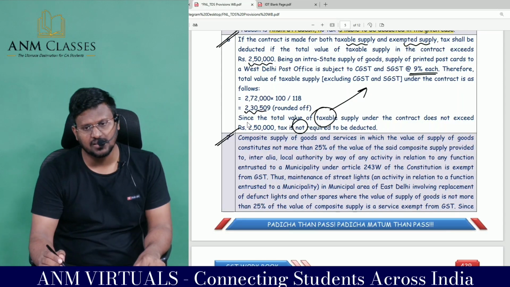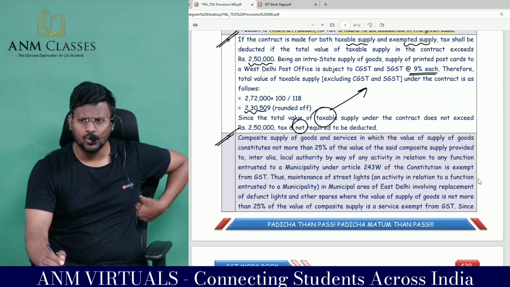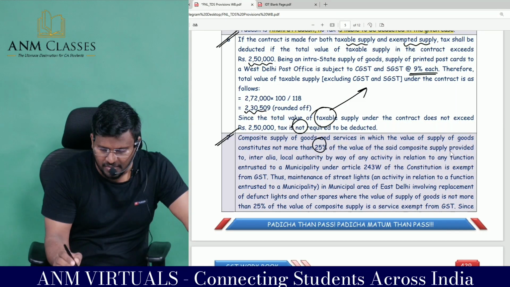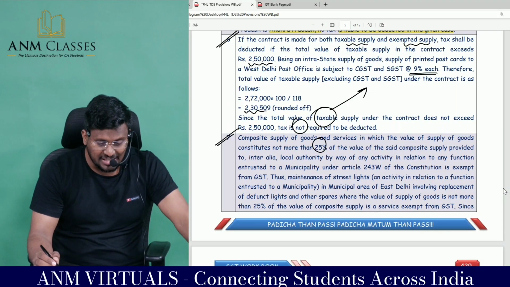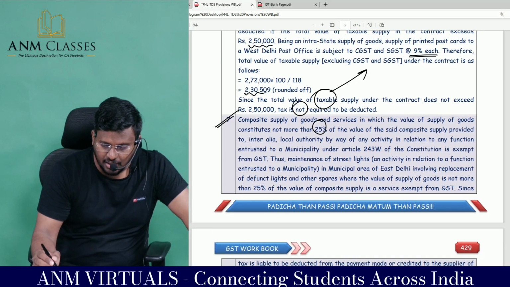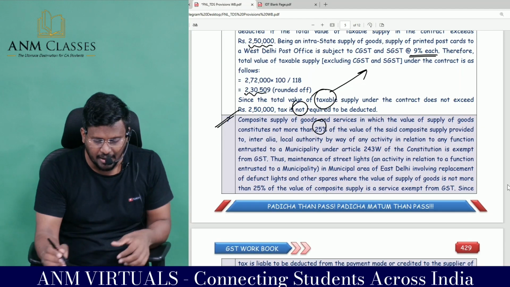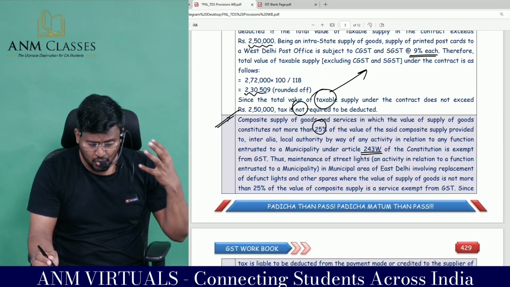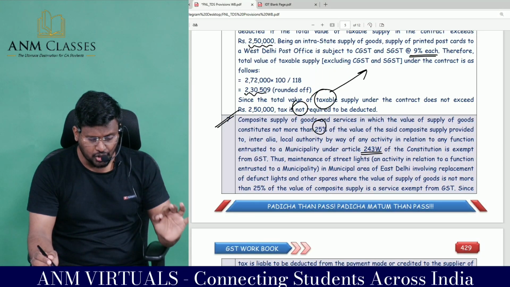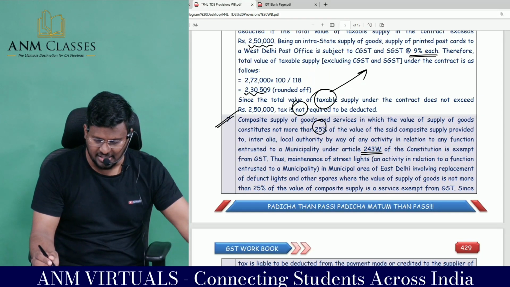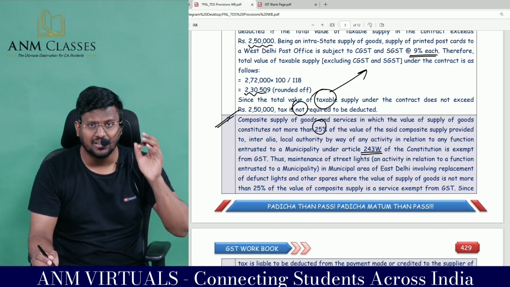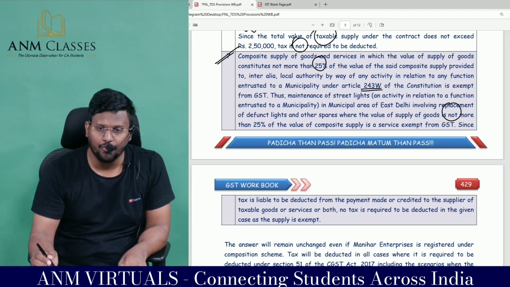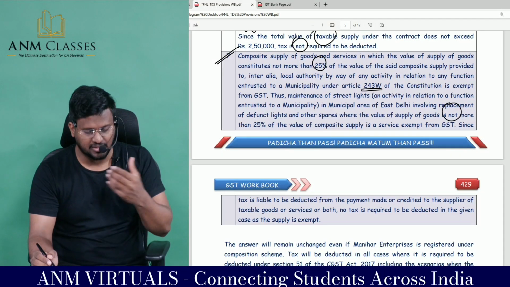Composite supply of goods and services, because in that supply we will provide both goods and services, in which the value of supply of goods constitutes not more than 25% of the value of said composite supply provided to, inter alia, a local authority by way of any activity in relation to any function of a municipality under Article 243 is exempt from GST. Thus, maintenance of street light, an activity in relation to a function entrusted to a municipality, municipal area of East Delhi, involving replacement of defunct light and other spares where the value of supply of goods is not more than 25% of the value of composite supply, is a service exempt from GST.